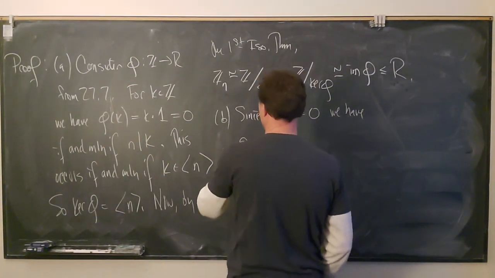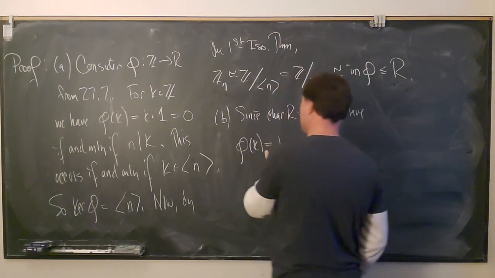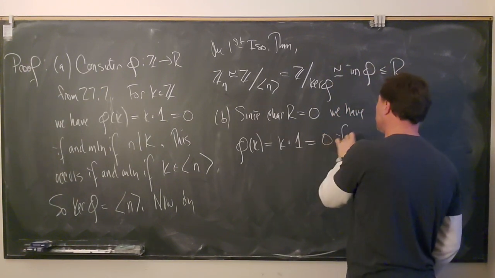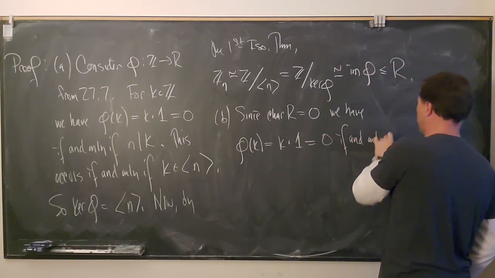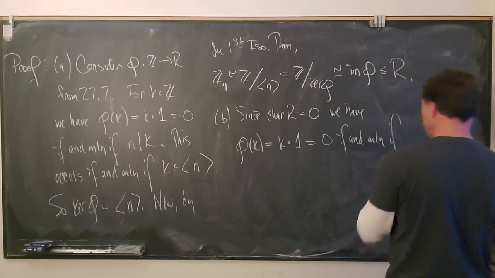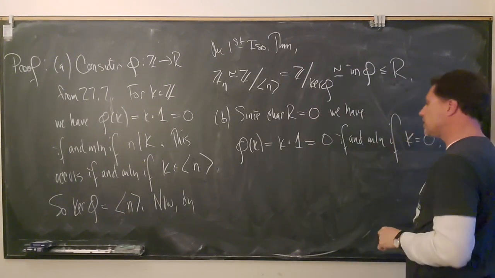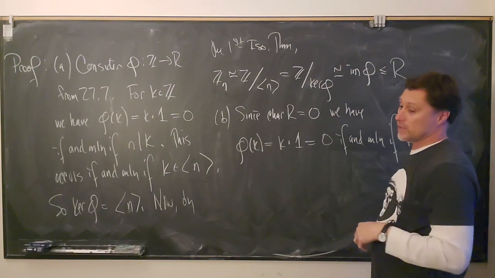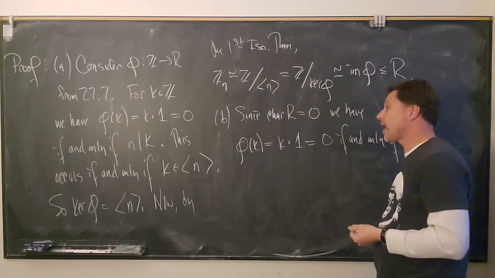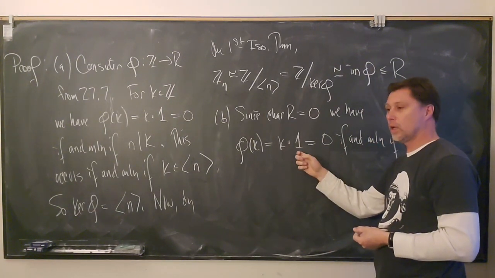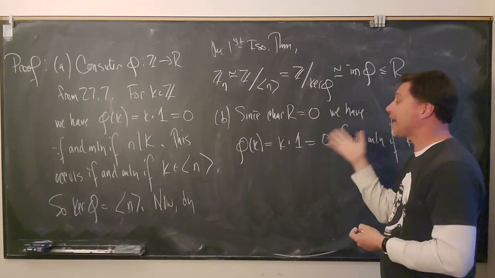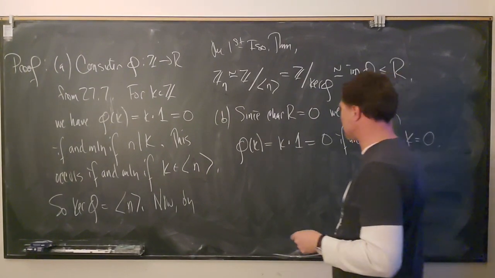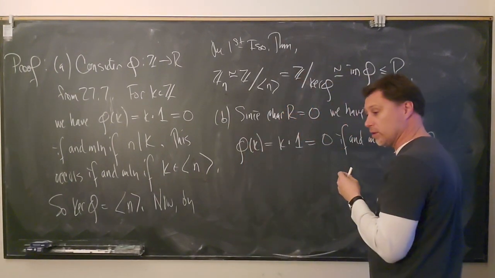We have phi of K, that is, remember, K dot 1, and that's equal to 0 if and only if K is equal to 0. Remember, the characteristic is the least n so that n dot 1 equals 0. There is no positive value for which this is going to occur. The only time it happens is when K equals 0. And so that tells us that the kernel of phi is trivial.